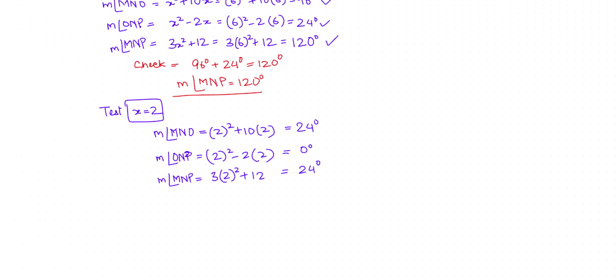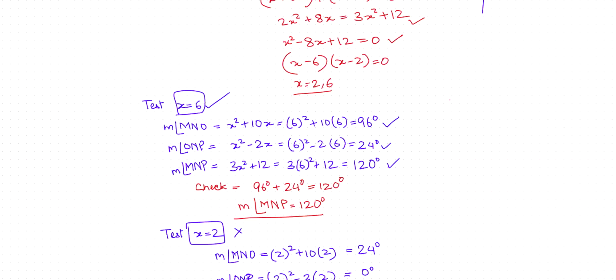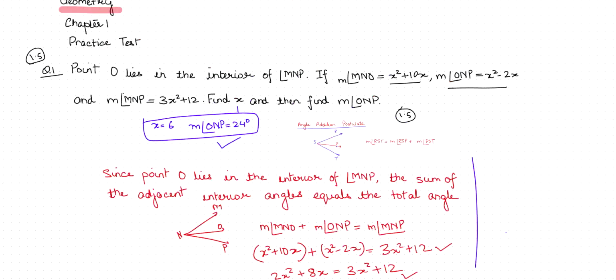If the curriculum allows, then we can put it. Otherwise, we will have the answer, which is x is equal to 6. This would be considered a valid answer. So our answer would be x is equal to 6, and ONP, which was asked in the question here, is 24 degrees. Let's do another question.